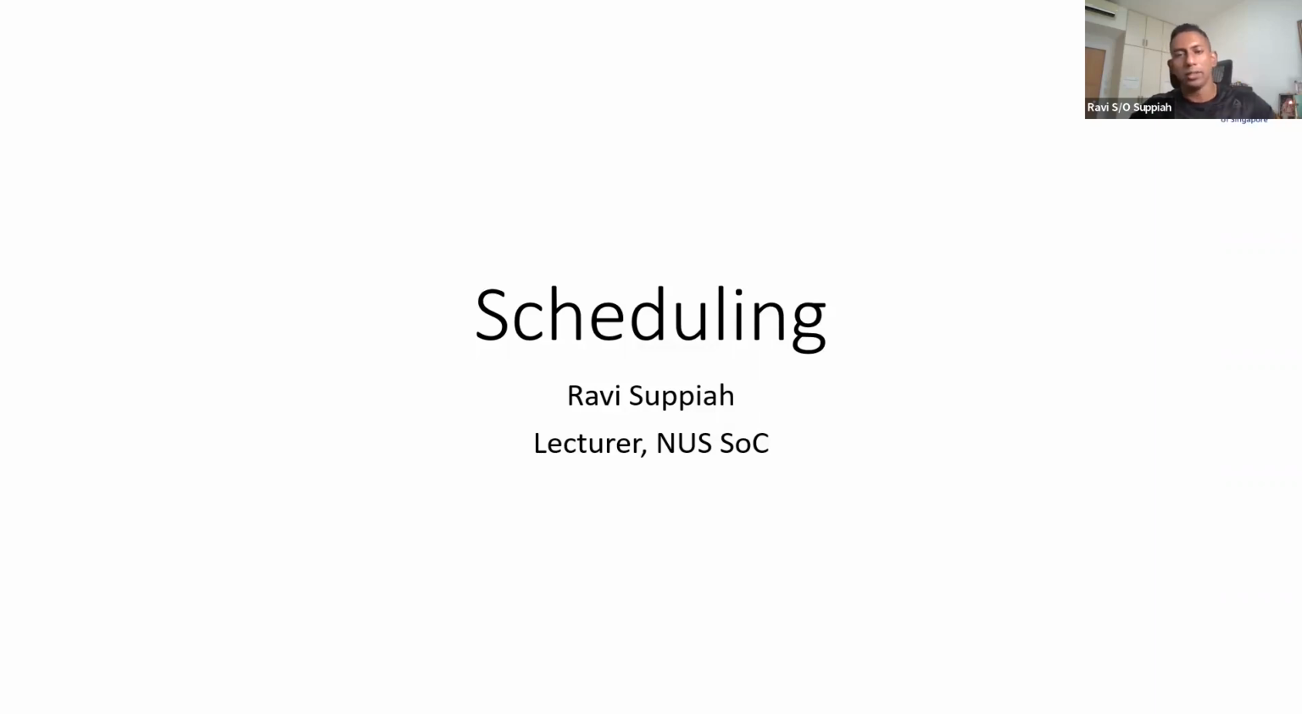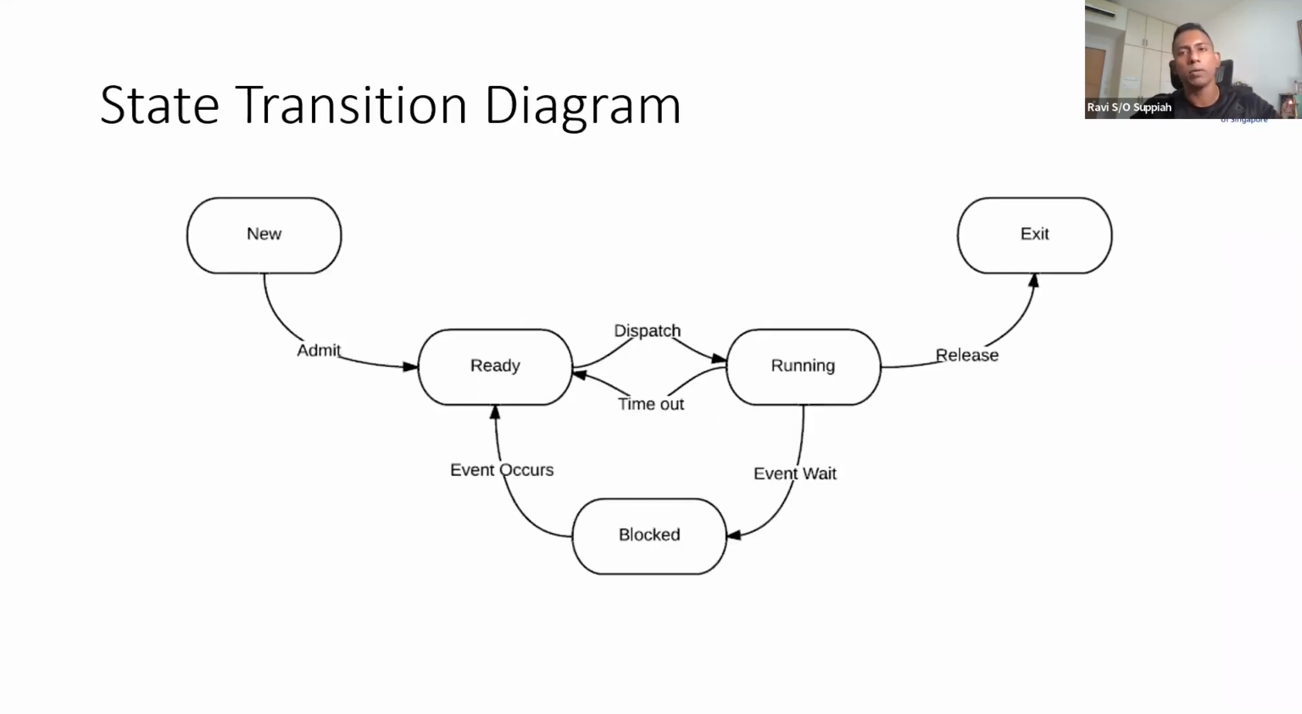In this chapter on scheduling, we are going to cover the theoretical concepts of scheduling theory, and how we analyze a multi-threaded system in terms of the timing, the deadline, and things like that. Before we go into that, let's just have a quick review.